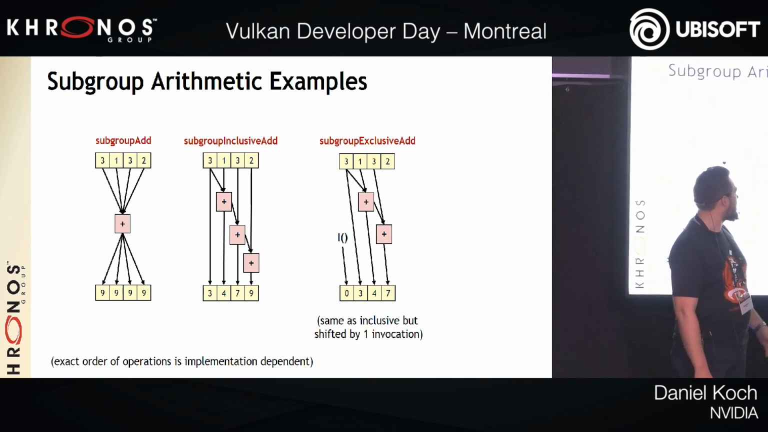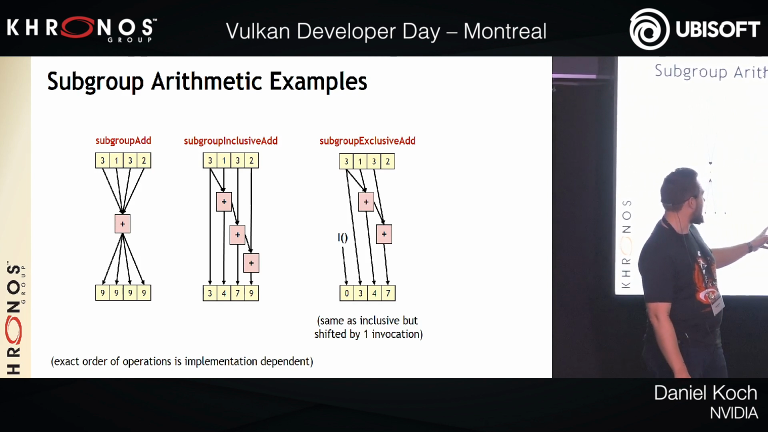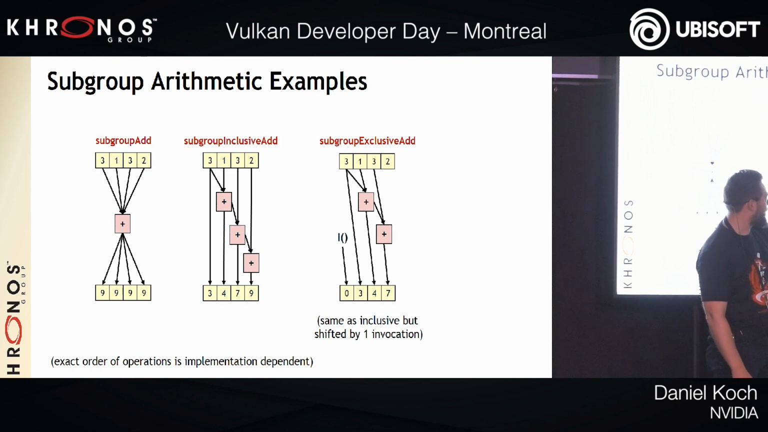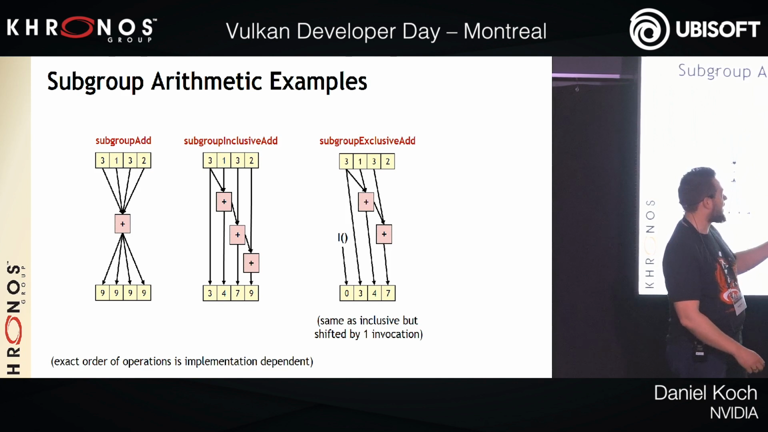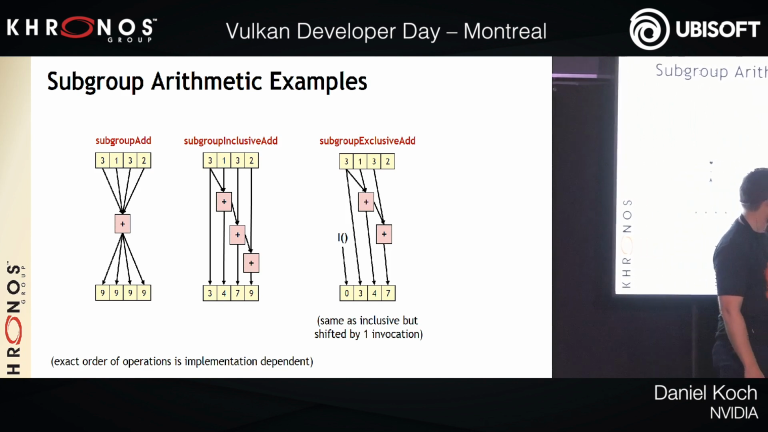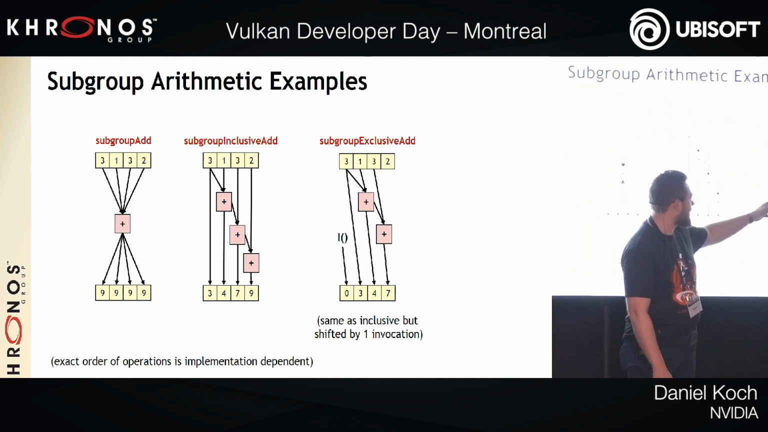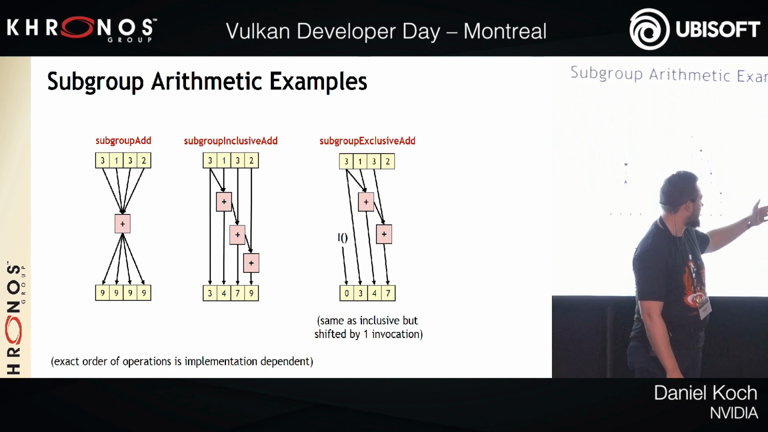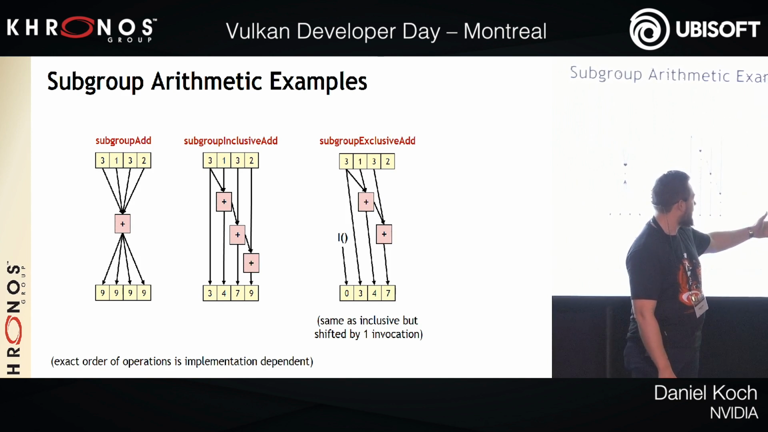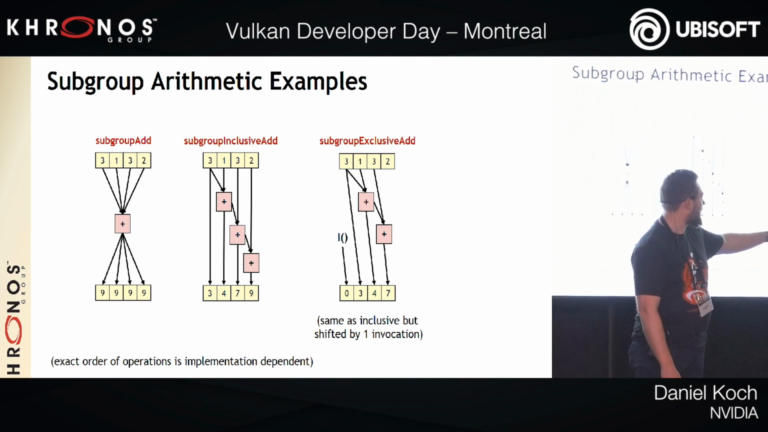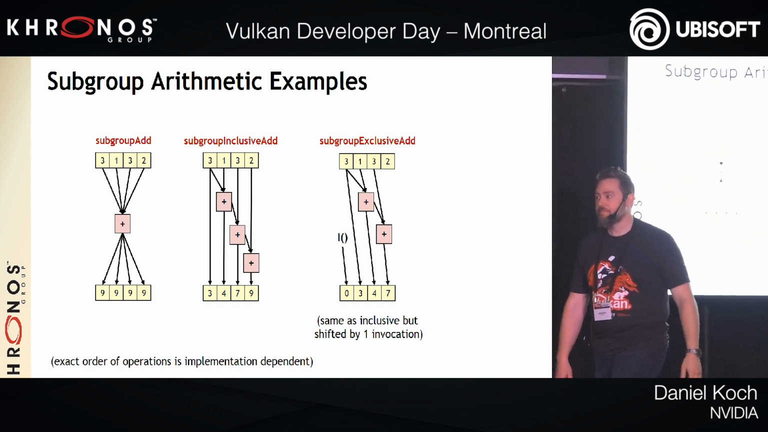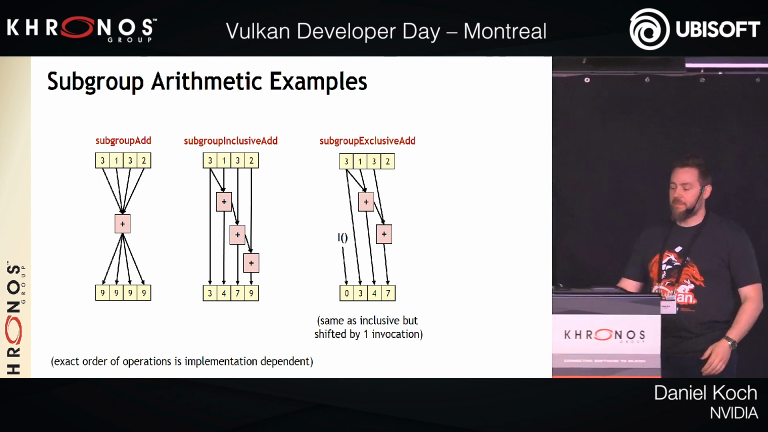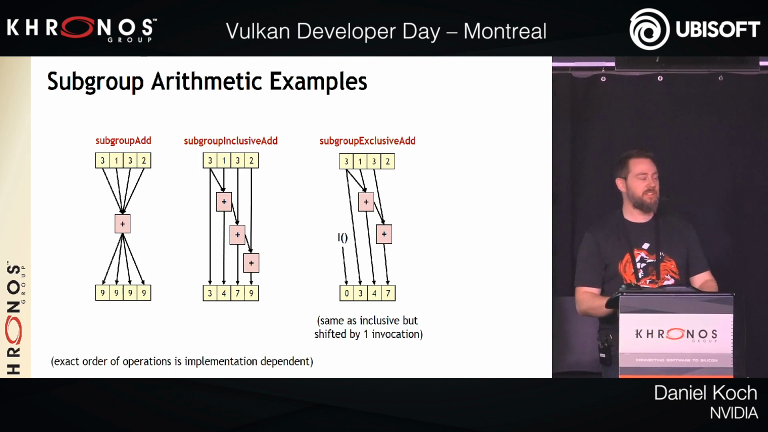Subgroup exclusive add. The thing to note here is that you actually get the same results, but shifted one to the right, because you're not including your own values. There is an identity defined for each operation. You can look in the spec if you really care what that is, but for addition, it's 0. So the first one gets the identity value, then thread 1 gets subgroup 0, and so on and so forth. Any questions on that? That's hopefully fairly straightforward.